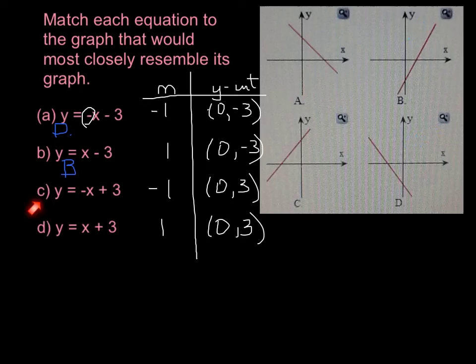So for this equation, y equals negative x plus 3, we've determined that we have a positive y-intercept, so it's going to be above the x-axis, so it's one of these two. And we've decided our slope has to be negative, which means downhill from left to right. That makes it this one. And then the last one is obviously C, positive slope, runs uphill from left to right. There's the positive slope, and there's the positive y-intercept. So the last one is C.